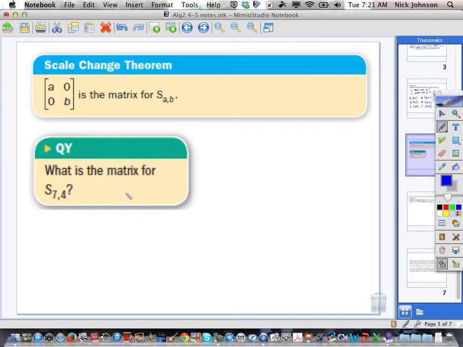Okay? So quiz yourself says, what is the matrix for S of 7, comma 4? Well, in my top left is my A. What's my A? My A is 7. My B is 4. That goes in the bottom right. This is how easy it is. A, B, A, B, A, B. Zeros everywhere else.